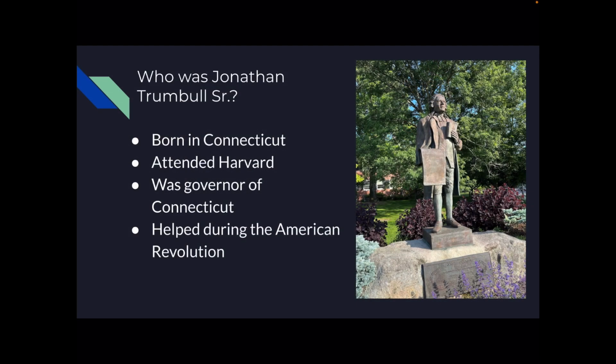Jonathan Trumbull Sr. is a Connecticut native. He was born in Lebanon, Connecticut in 1710. He was a merchant and politician. He attended Harvard and studied for the ministry before beginning a trade partnership with his brother in 1731. Trumbull won election as governor of Connecticut in 1776 and served as governor until 1784.